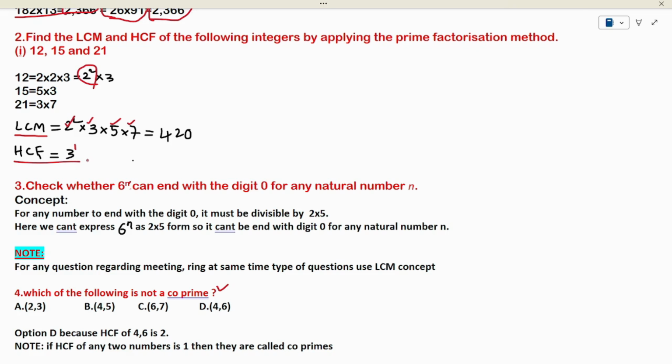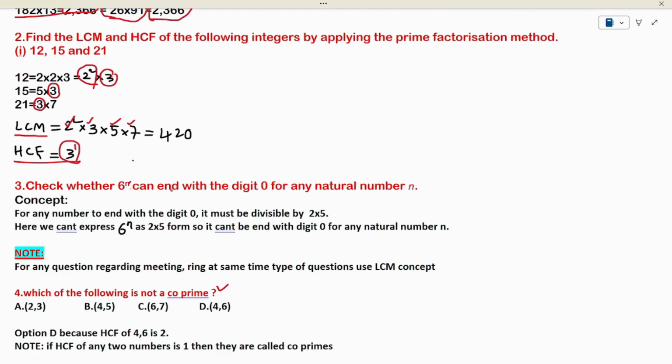Then coming to the HCF. How to find the HCF? Simply, HCF is the product of the common factors. Let's say here we have 3 as a factor here, we have 3 as a factor here also, and we have 3 as a factor here also, which means 3 is the common factor for 12, 15 and 21. So, I can choose 3 only. So, my HCF will become 3 power 1, which is 3.